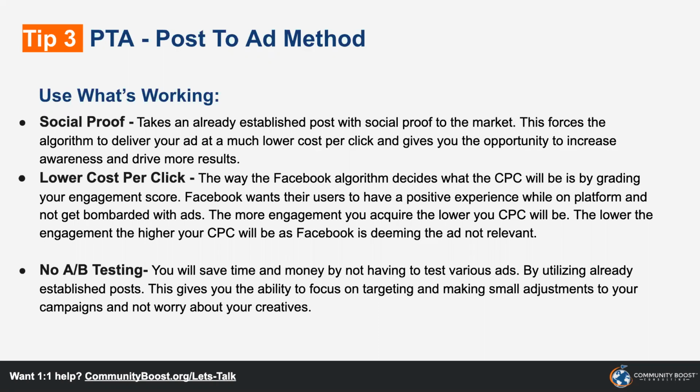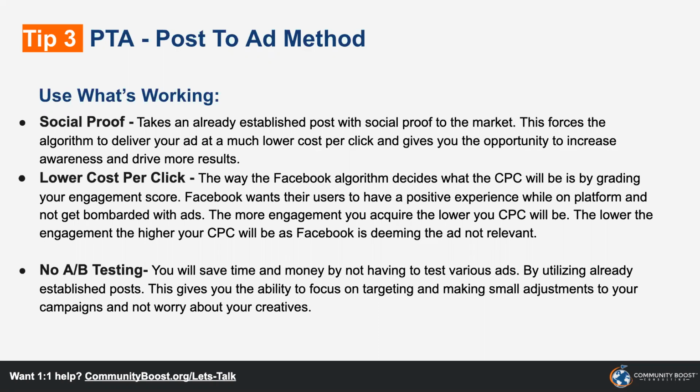So without starting from scratch with an ad and going through that testing phase with Facebook, you essentially can take your highly engaged post and turn it into an ad, which will help you reach a lot more people right away. It also helps you lower your cost per click immediately. The Facebook algorithm decides what the cost per click will be by grading your engagement score. Facebook has mentioned many times that they want their users engaging and to have a positive experience on Facebook. This is measured by the number of likes, shares, clicks, and comments on your ads or posts.